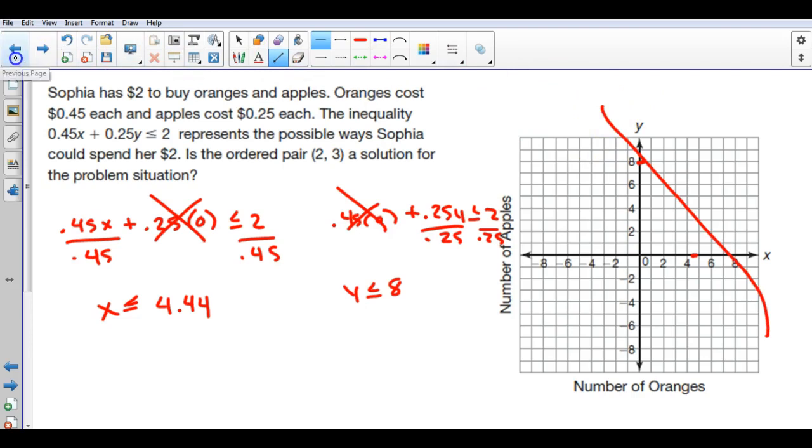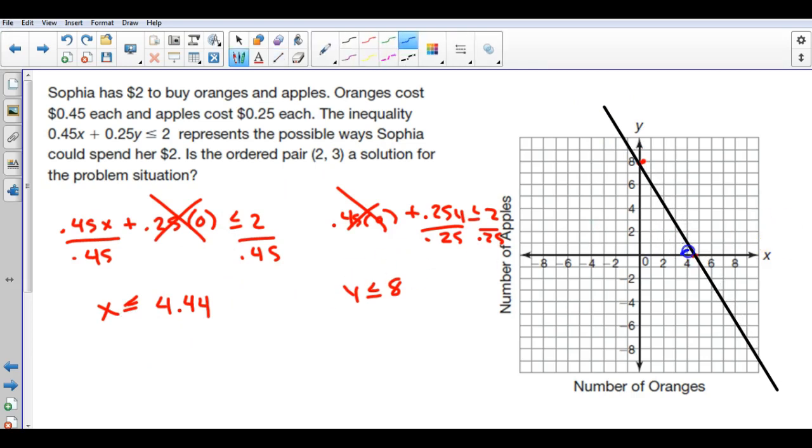Holy cow, that is not my line tool that I wanted. Undo. Here's my line tool. Okay, so I make a solid line because it's less than or equal to, and what I'm going to do is shade below this because it's the less than or equal to. And what that means is that all these points in this region are parts of my solution.